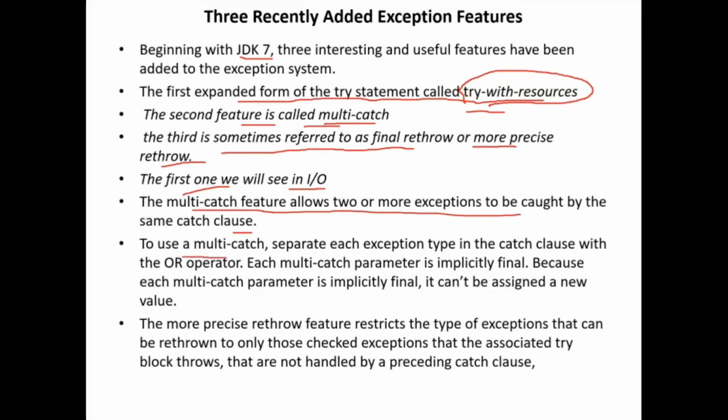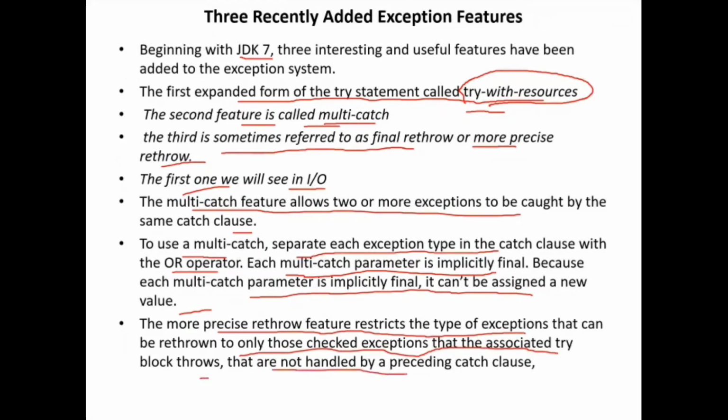To use a multi-catch, separate each exception type in the catch block with the OR operator. By using the OR operator you can separate the exceptions, so a single catch block can catch more than one type of exception. Here each multi-catch parameter is implicitly final, so because it is implicitly final, it cannot be assigned a new value. The more precise rethrow feature restricts the type of exception that can be rethrown to only those checked exceptions that the associated try block throws that are not handled by a preceding catch clause. We will see that by using an example.